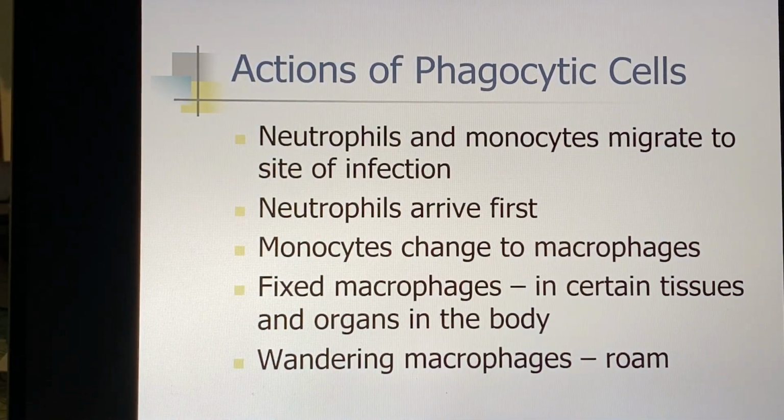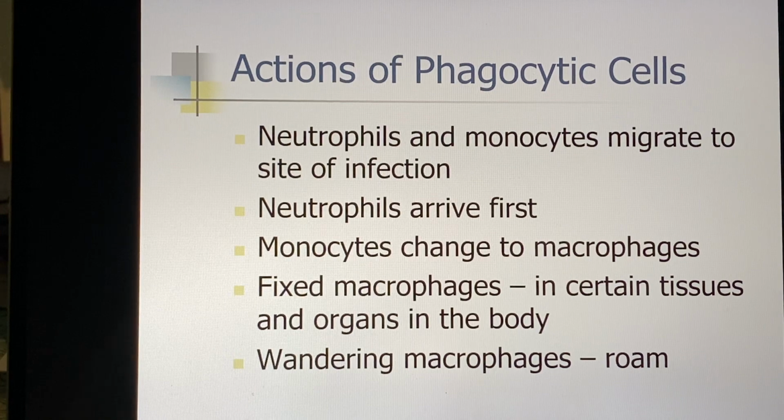So we have two types of phagocytic cells, okay? We have neutrophils, and then we have monocytes, which are gonna turn into macrophages. Now, both of them are gonna head to the site of the infection. So the neutrophils, because they don't need to go through a transformation change, they're gonna get there first, and they're gonna start eating stuff that looks foreign, okay? Whether it's bacteria, viruses, fungal cells, whatever. The monocytes, in the meantime, are gonna be changing into macrophages, and then they will arrive a little later at the site of the infection.